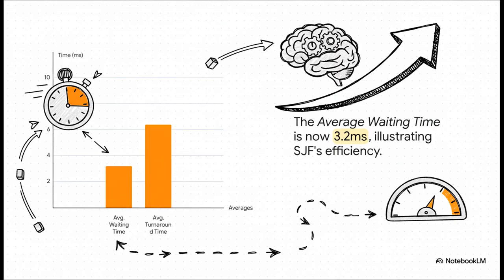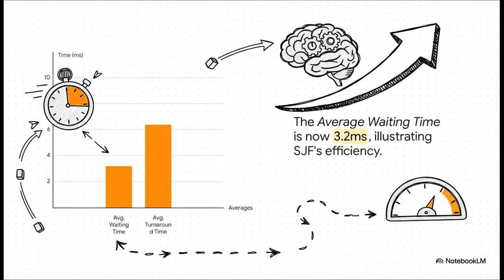And just look at that result. Our average waiting time has dropped to 3.2 milliseconds, which is a nice improvement over the 3.8 we got with FCFS. This is why SJF is often called optimal. It's mathematically proven to give the minimum possible average waiting time.